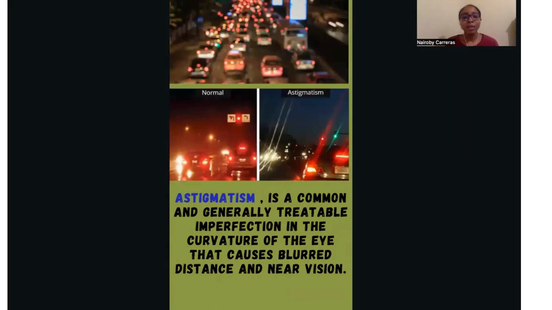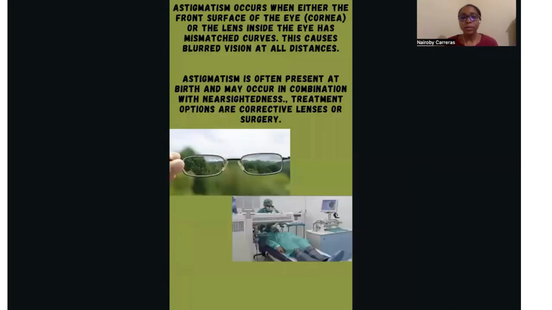Now, I'm going to continue to talk about astigmatism. Astigmatism is a common and generally treatable imperfection in the curvature of the eyes that causes blurry distant and near vision. It happens when either the front surface of the eyes, the cornea, or the lens inside the eyes has mismatched curves. This causes blurry vision at all distances.